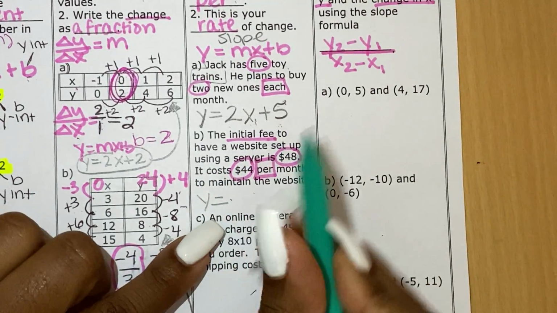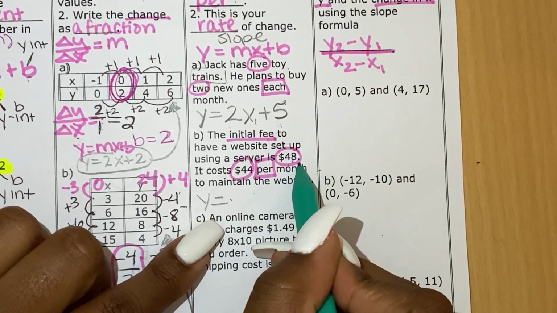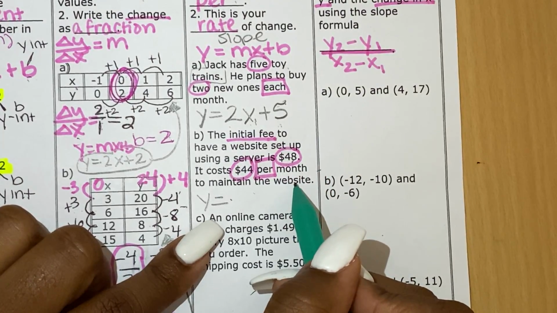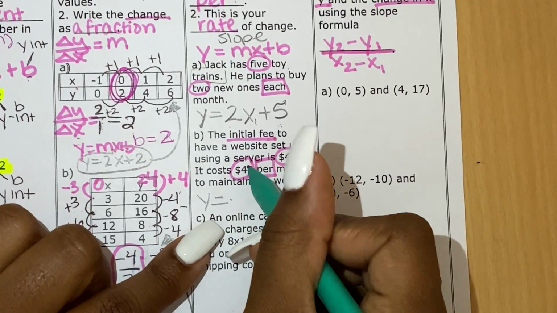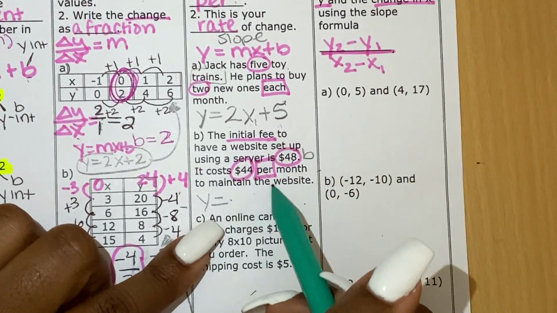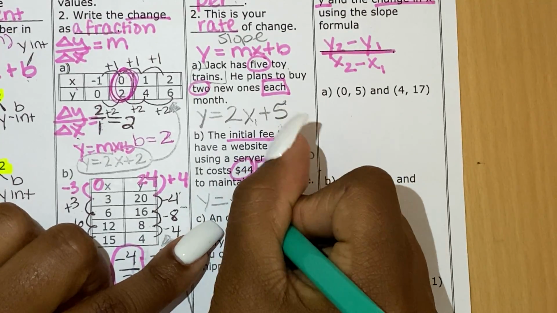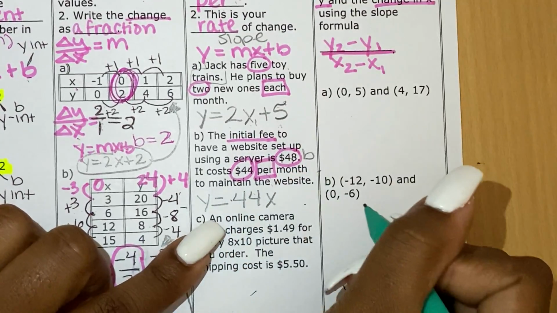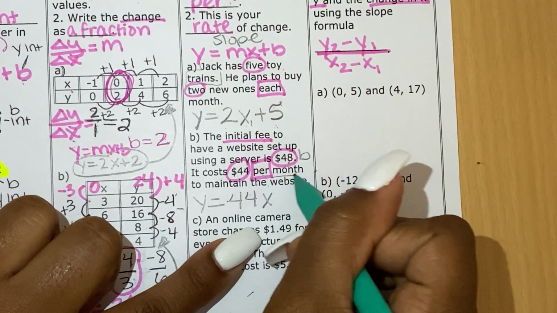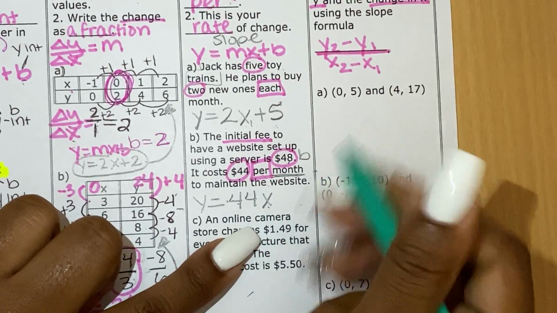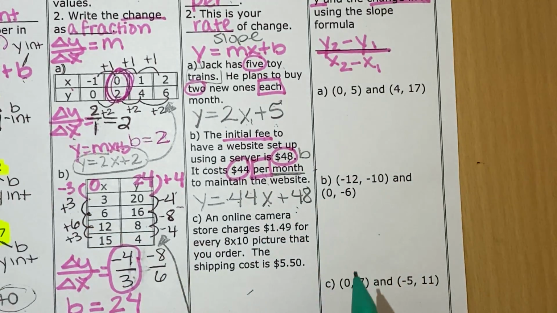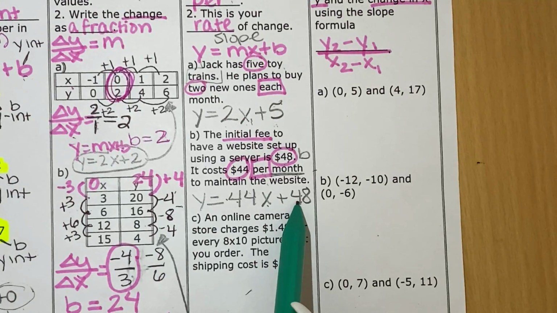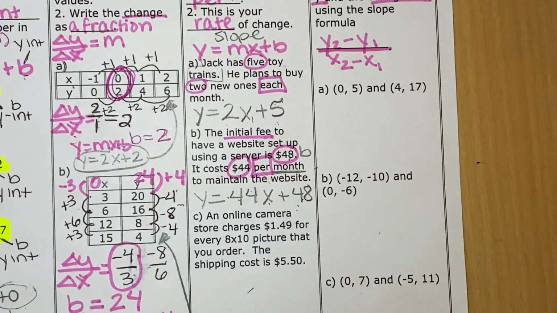Y equals, initial fee tells me what I have to pay before I start something. So this should be my b value or my y-intercept. $44 per month. There's that keyword per. So that's how I know 44 will be attached to the variable. That's going to represent months. $44 per month plus that $48 it costs to have a website set up. Okay? $48 initial fee plus $44 per month.